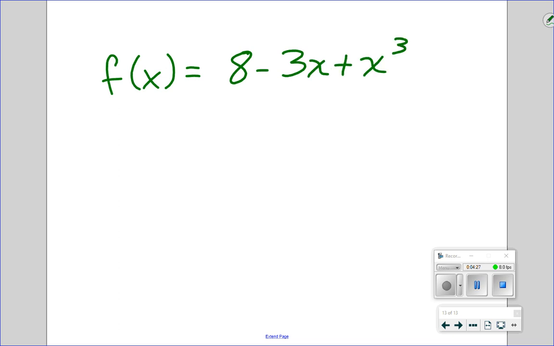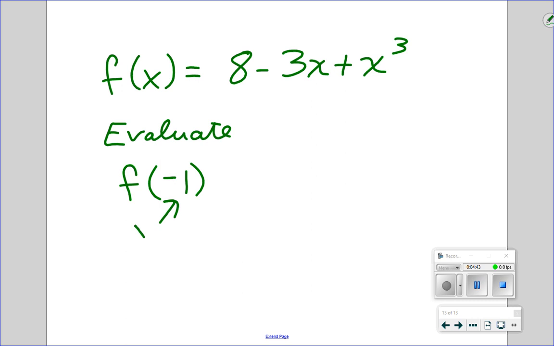So let's practice another one. It'll always start off with a general f of x equals, and they'll tell you what that function is equal to. So let's say it's 8 minus 3x plus x to the third. And we are going to evaluate f of -1. So what that means is x equals -1, so we're going to take our expression and we're going to replace every x that we see with a -1.